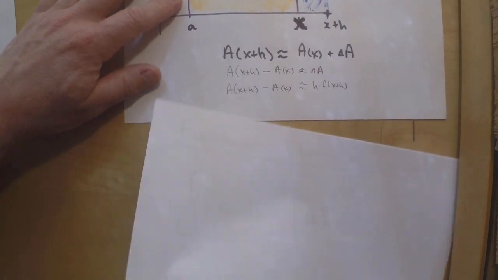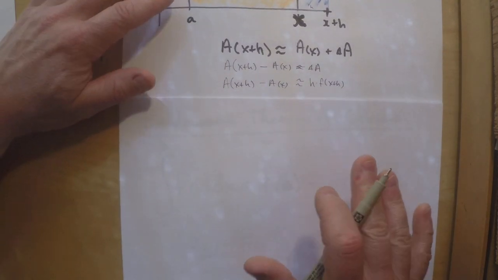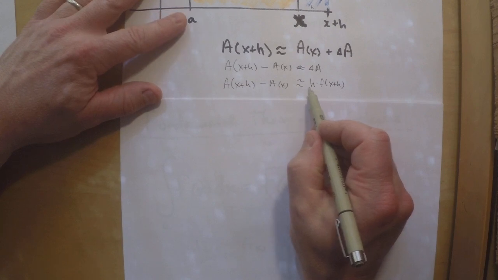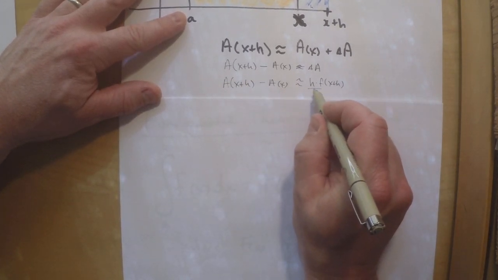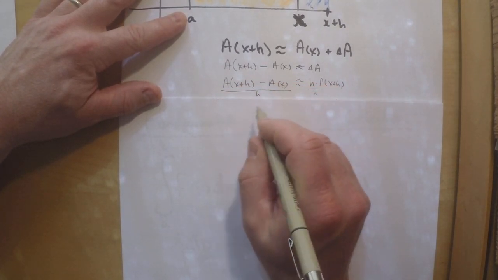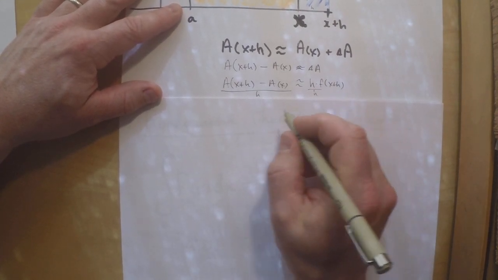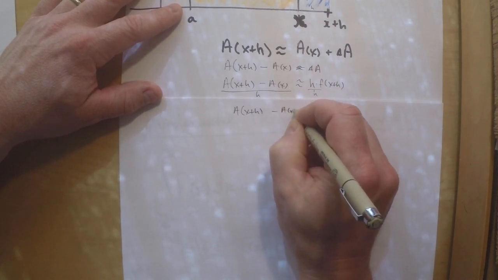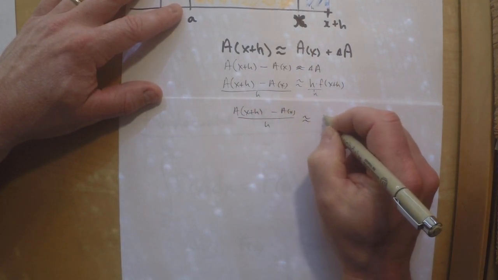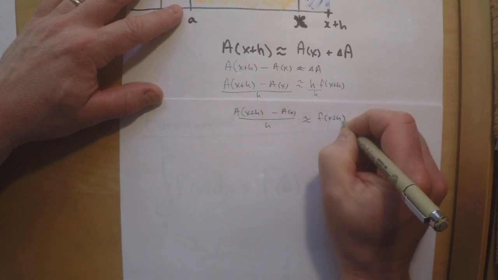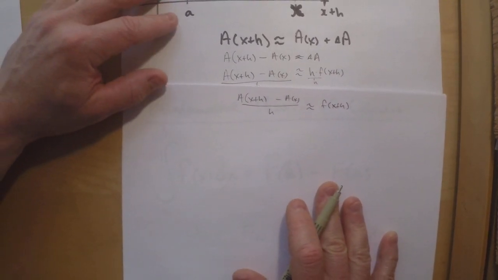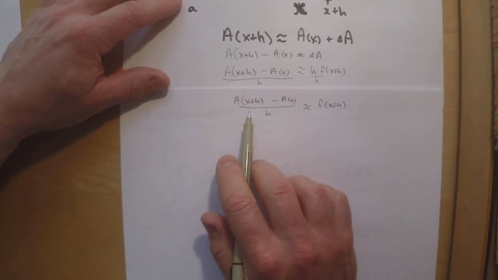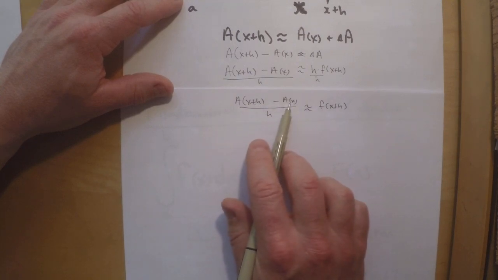Now, what I could do is divide both sides by h if I wanted to. And remember, h is positive, so I'm not being sneaky and dividing by a negative or something foolish. That's still a mathematical relationship that's true. And then you get something neat coming out. If you look at this carefully, that looks like something.